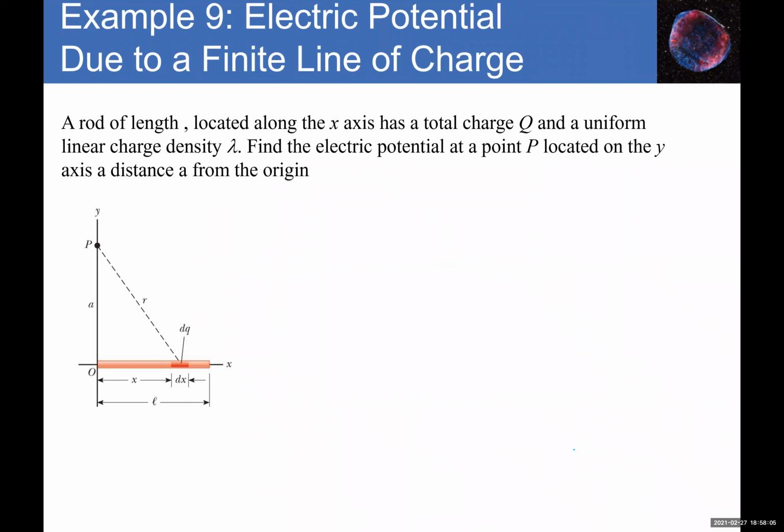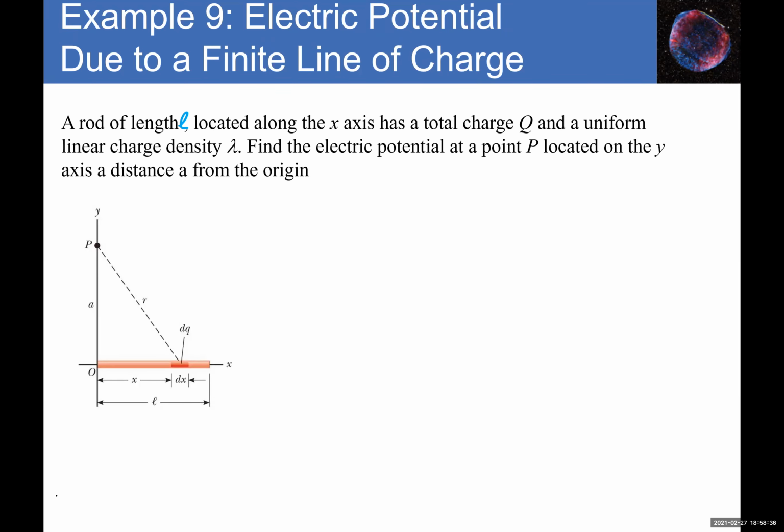Let's look at another example. A rod of length L, sorry, located along the x-axis, has a total charge Q and a uniform linear charge density lambda. We want to find the electric potential at the point P located on the y-axis at distance a from the origin.